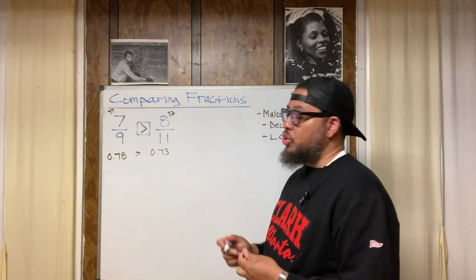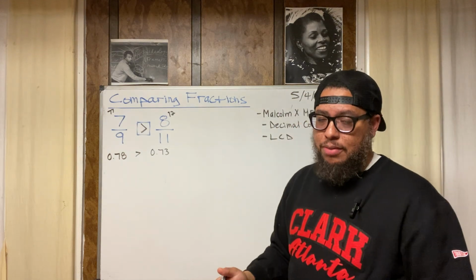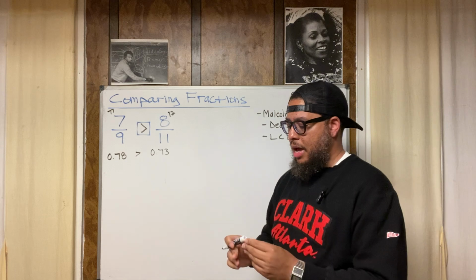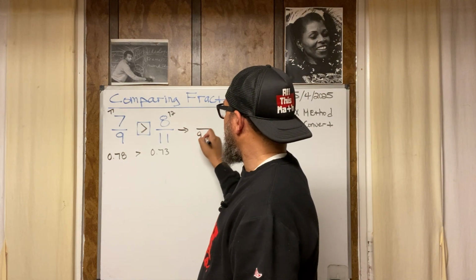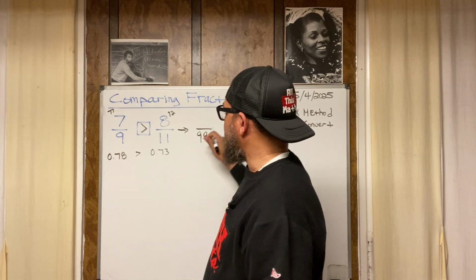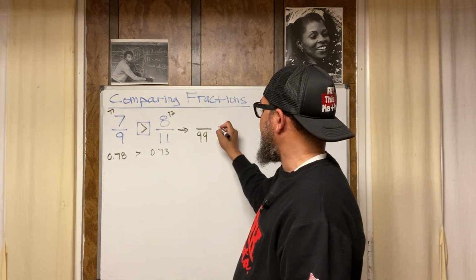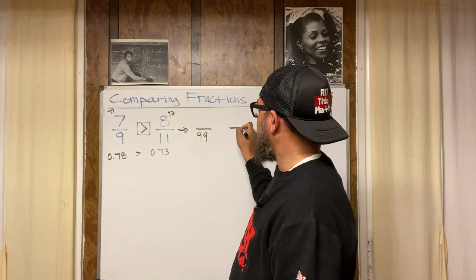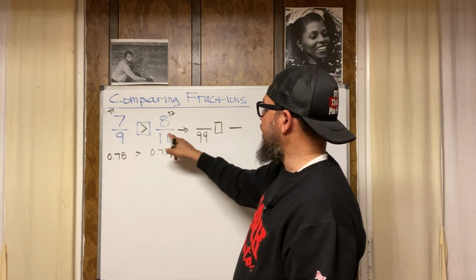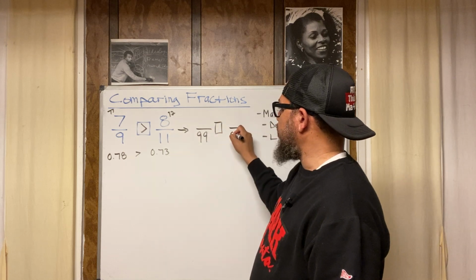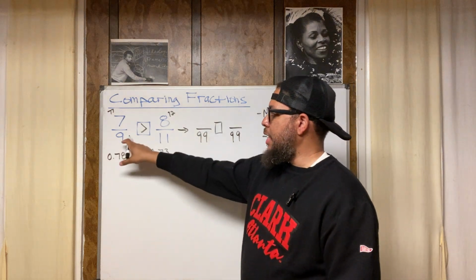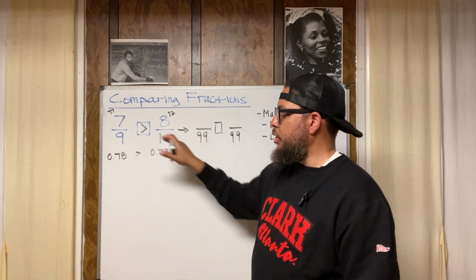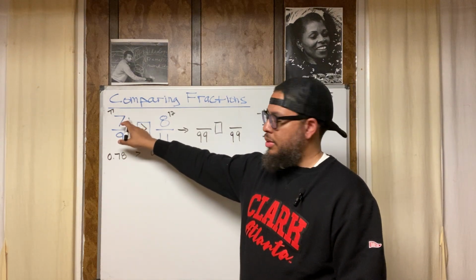All right. So what we're going to do is create equivalent fractions that have the denominator of 99. This 7/9 is going to turn into a fraction with 99 for the denominator. Draw another box. This 8/11 is going to turn into another fraction with the denominator of 99, right? Now, if this 9 turned into a 99, what do you think this 7 is going to turn into?